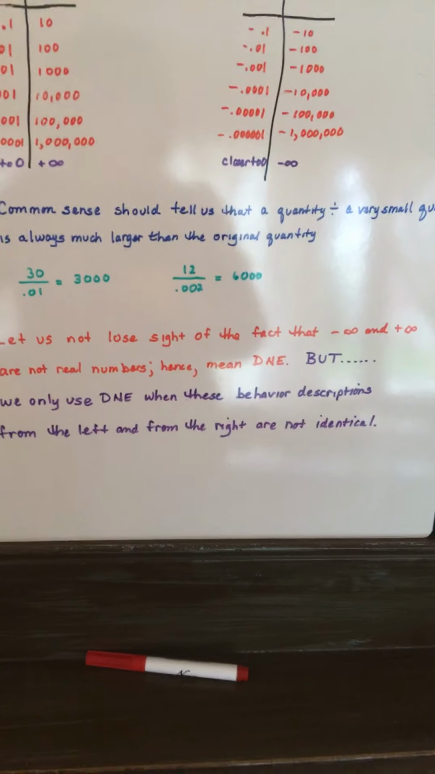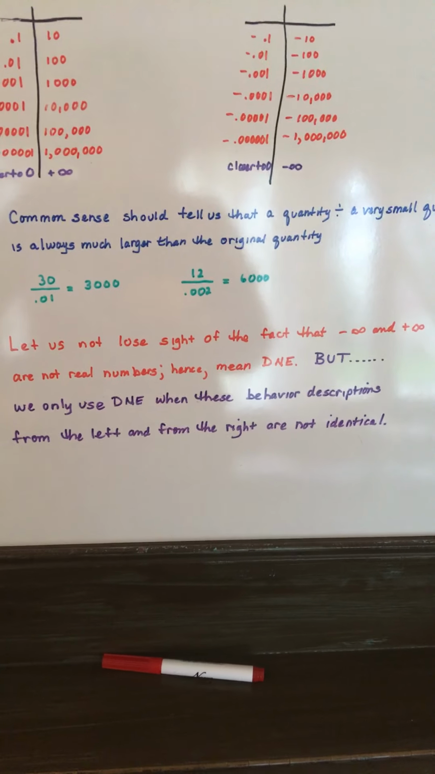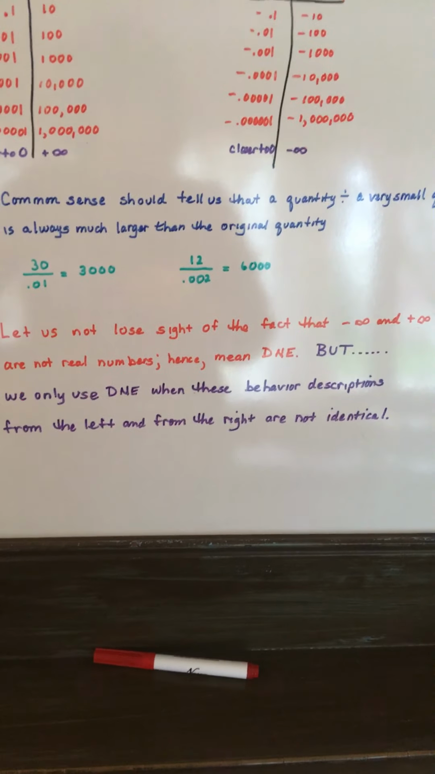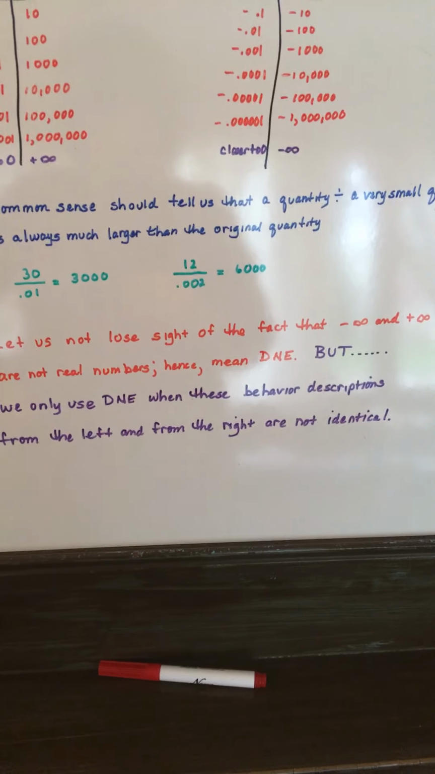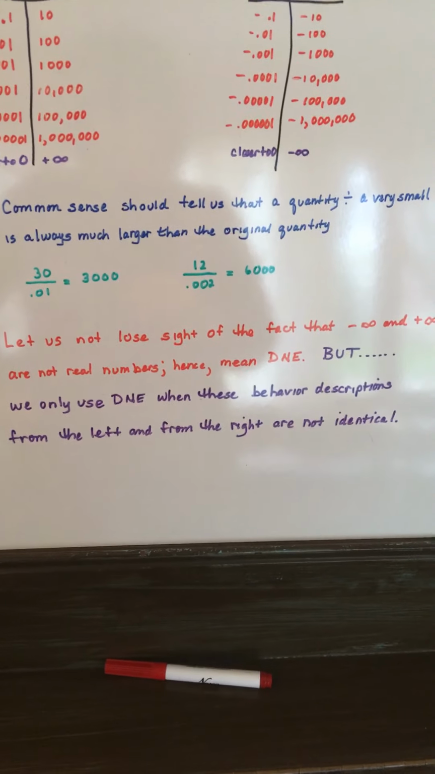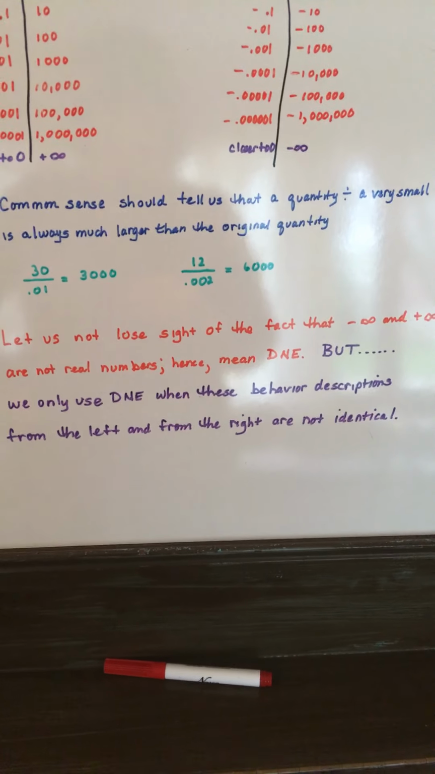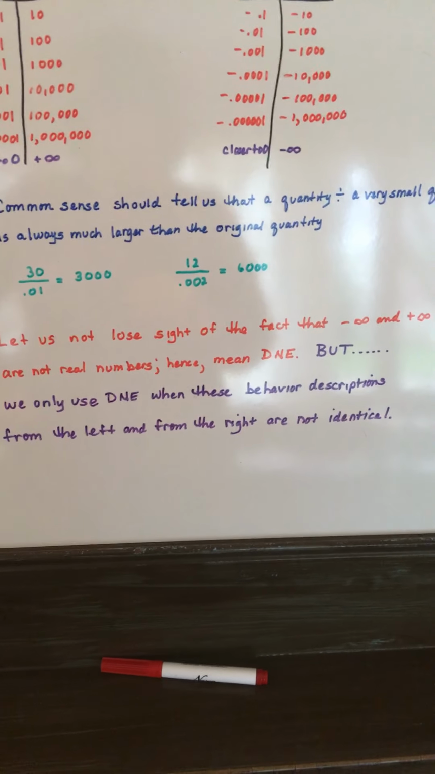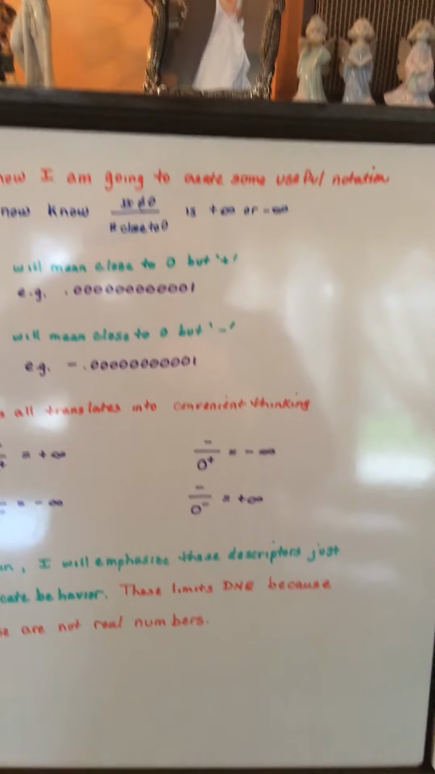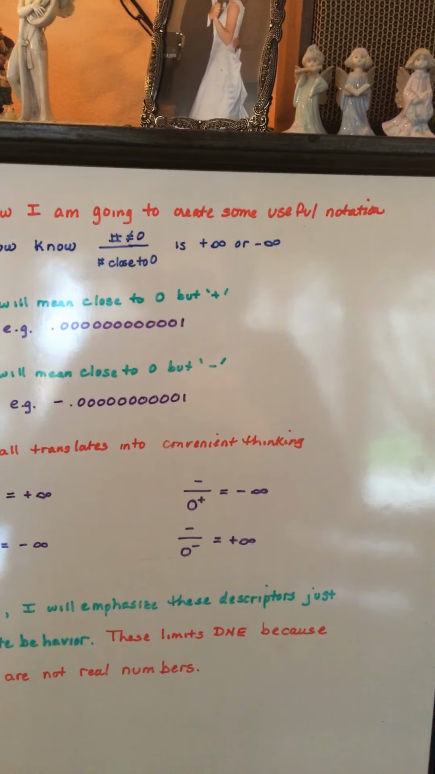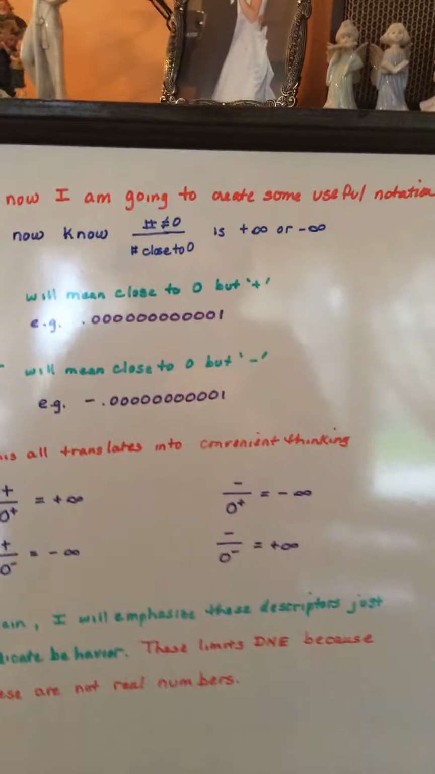Now, let's not lose sight of the fact that negative infinity and positive infinity are not real numbers. Hence, this means D and E. But we only use D and E when these behavior descriptors from the left and the right are not identical. So now I am going to create some useful notation for you.